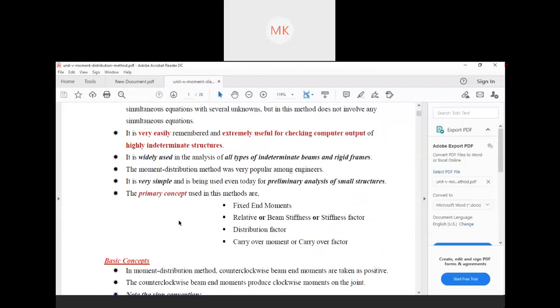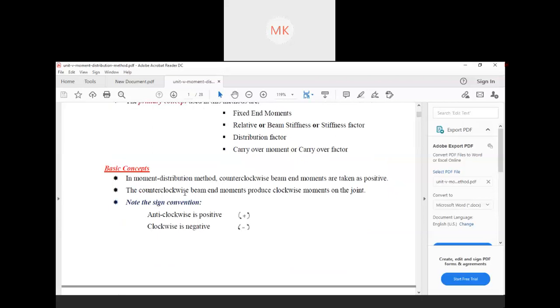So, the primary concepts used in this method are fixed end moments, relative or beam stiffness or stiffness factor, distribution factor, carryover moment or carryover factor. Okay, these are the terms we are going to use when we solve or when we use this moment distribution method. So, there are some basic concepts.